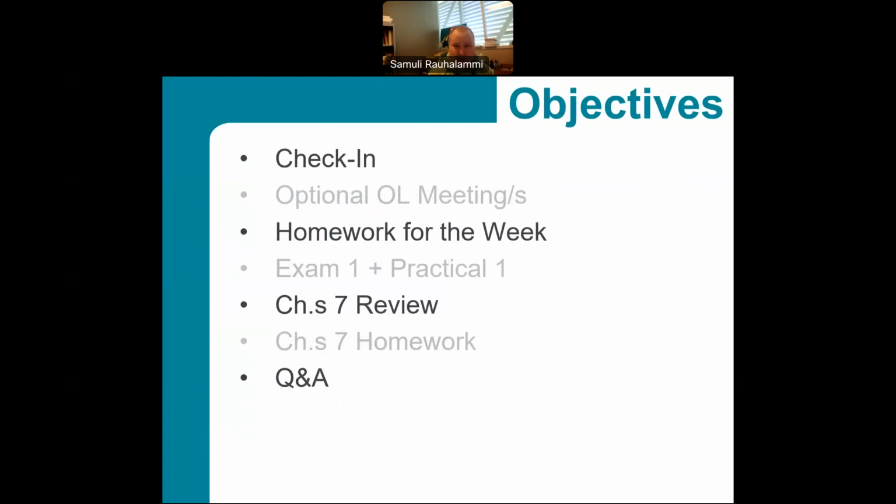Bulk of the time is spent on looking at chapter 7, and if we have time, we'll even revisit the homework that's related to the weekly assignments.